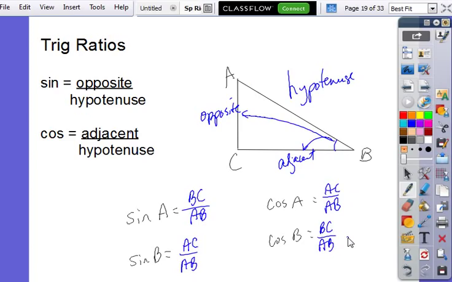Do we notice anything about those down there? The bottom always stays the same. AB always stays the same. If it's sine and cosine, what will always be on the bottom? The hypotenuse. Every single time. There's something else we need to notice. They just swap. The sine of A is equal to the cosine of B. Those are always going to match. And then the sine of B is going to match the cosine of A. Alright? Hypotenuse is always on the bottom, and the sine of one is equal to the cosine of the other.